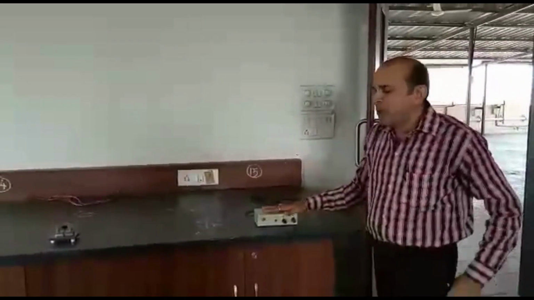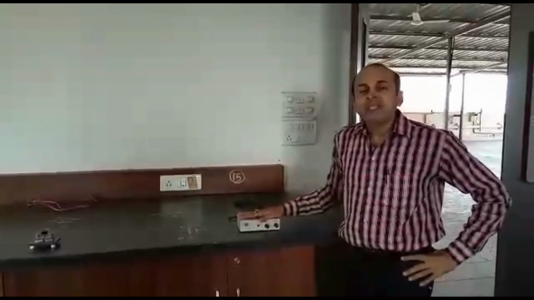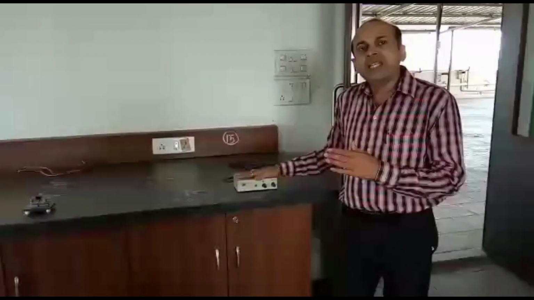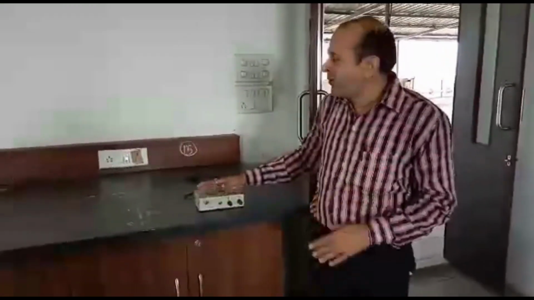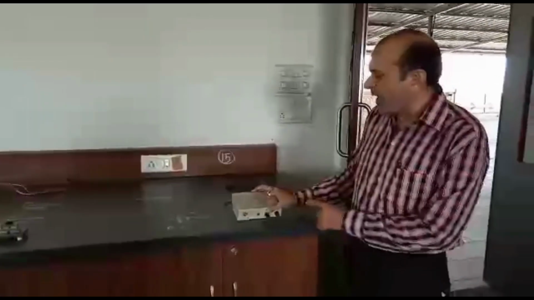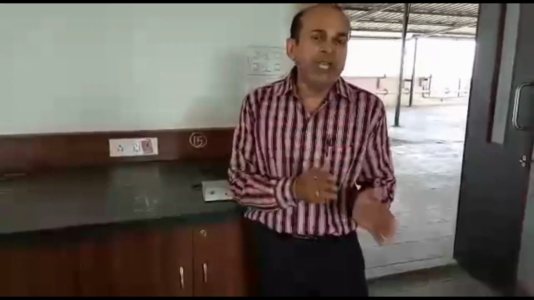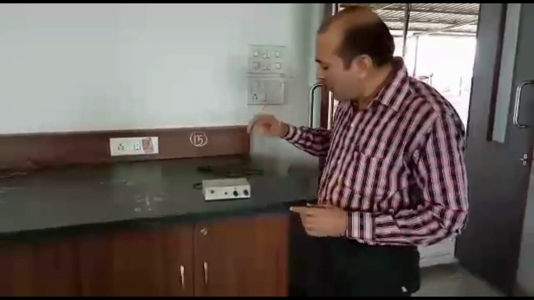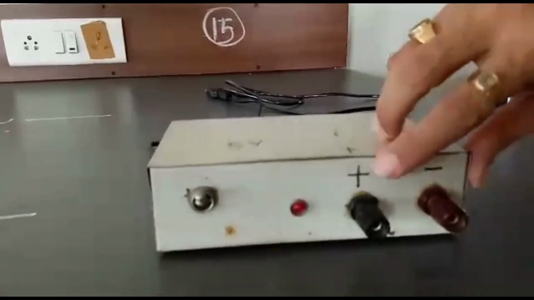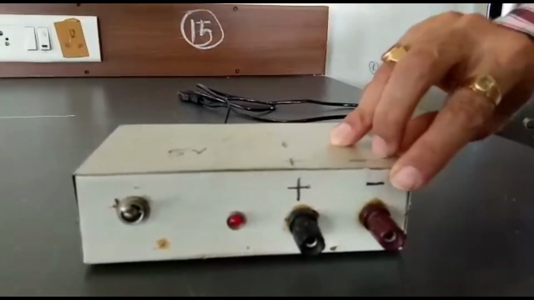So we have our first device. The name is DC battery eliminator. What is it called? That is DC, direct current, and eliminator. Why? It eliminates the voltage from 220 to 5 volts. And while it is a DC, obviously it should have positive and negative terminals, and it is given by the color code. Here this is the positive terminal and this is the negative terminal.